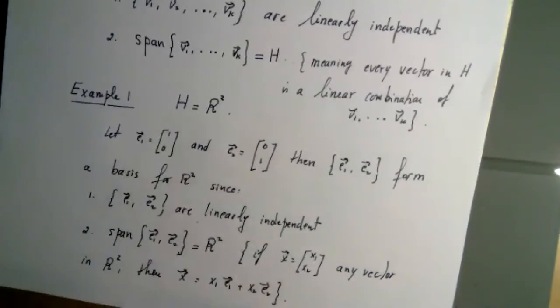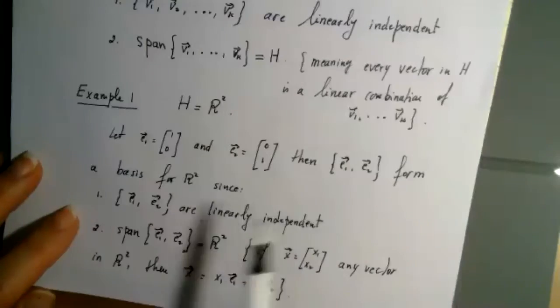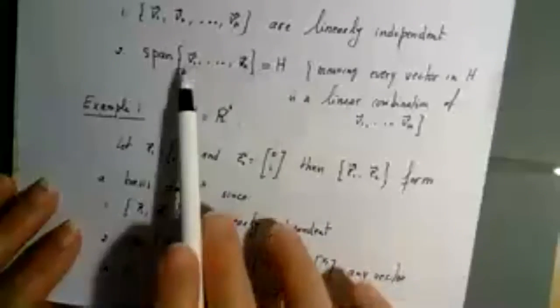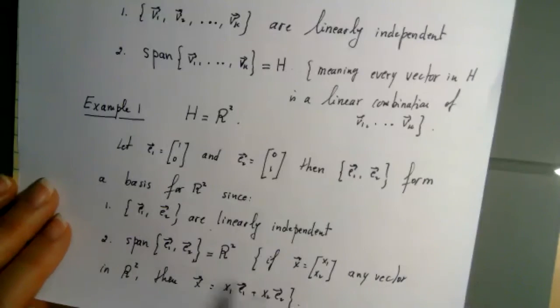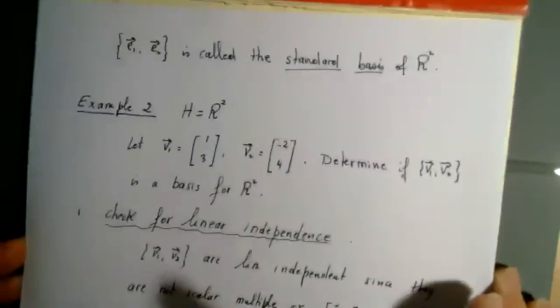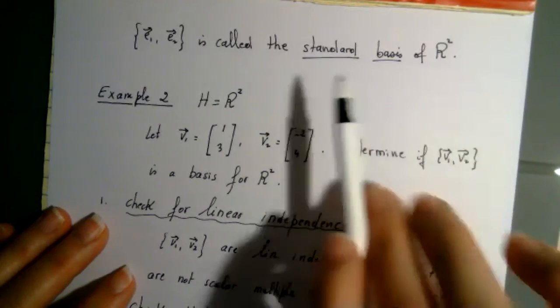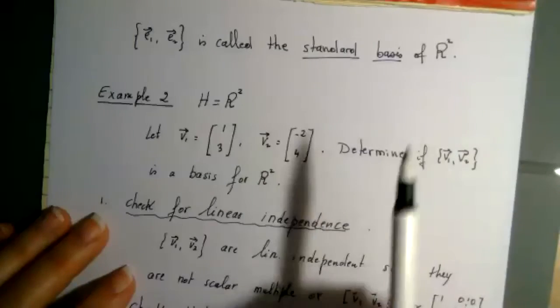So those vectors satisfy both conditions of a basis. They are linearly independent, and everything in H is their linear combination. So e1 and e2 form a basis. And this basis is given a specific name. That's why I want to talk about it first. This is called the standard basis of R2.